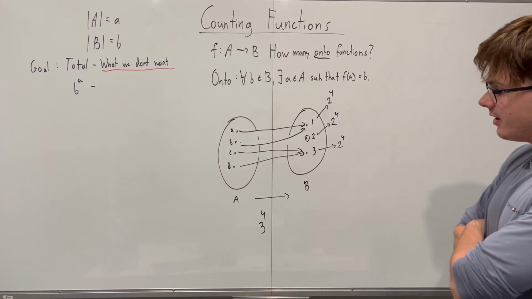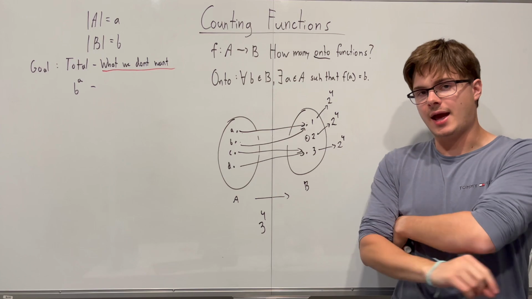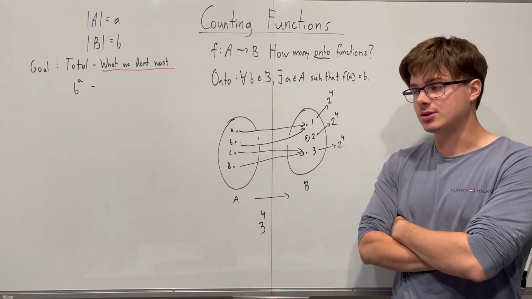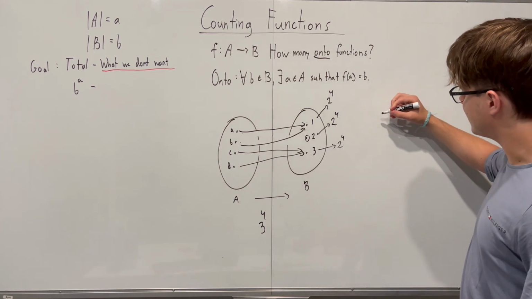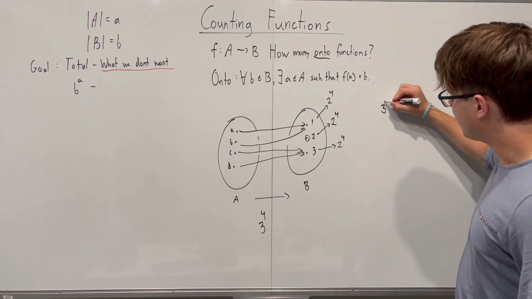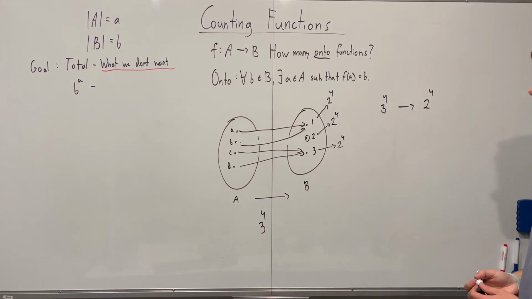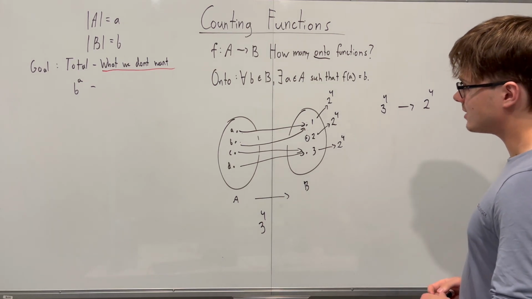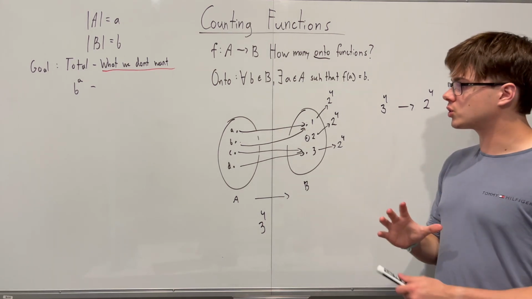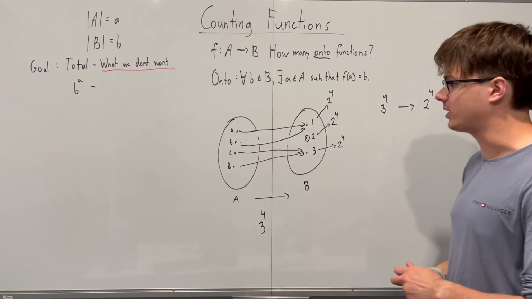Well, we found that if we want to exclude one element so that it's not onto, we find that it looks like this, right? The equation goes from 3 to the power of 4 to 2 to the power of 4. Okay, let's keep that in mind. Let's, just for the sake of example, try a slightly different example very quickly.